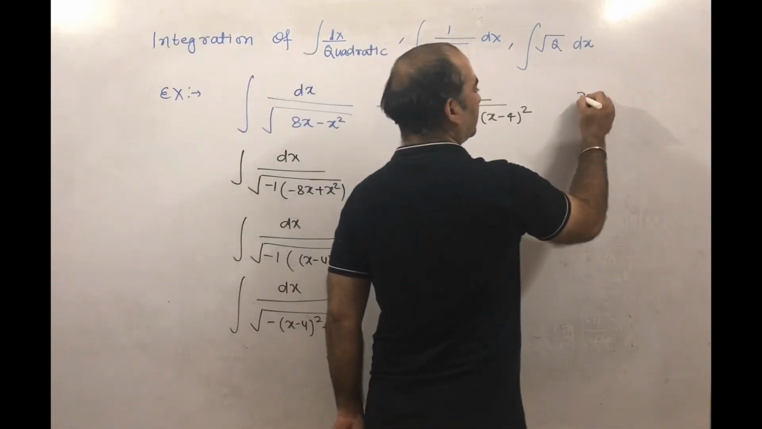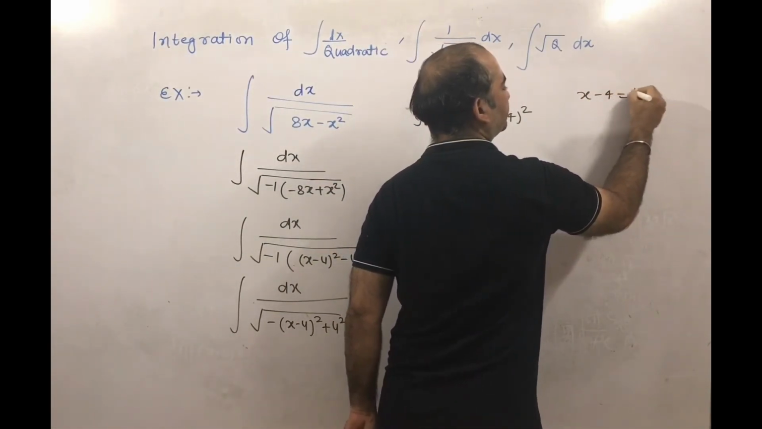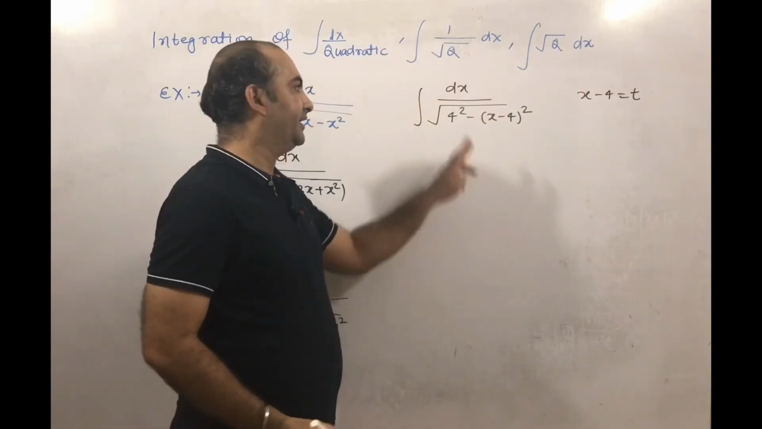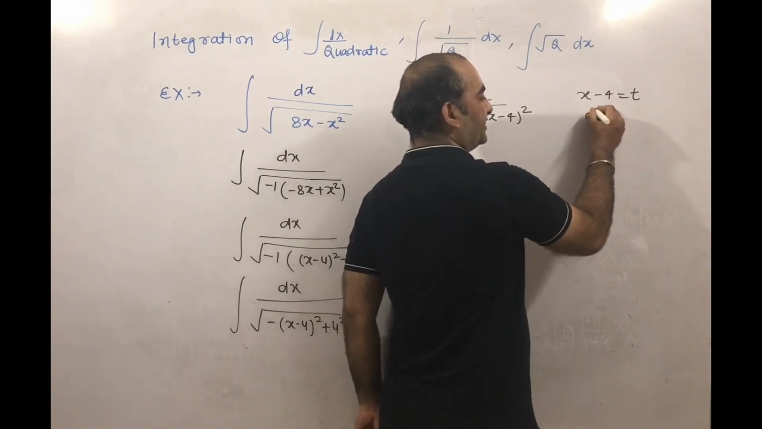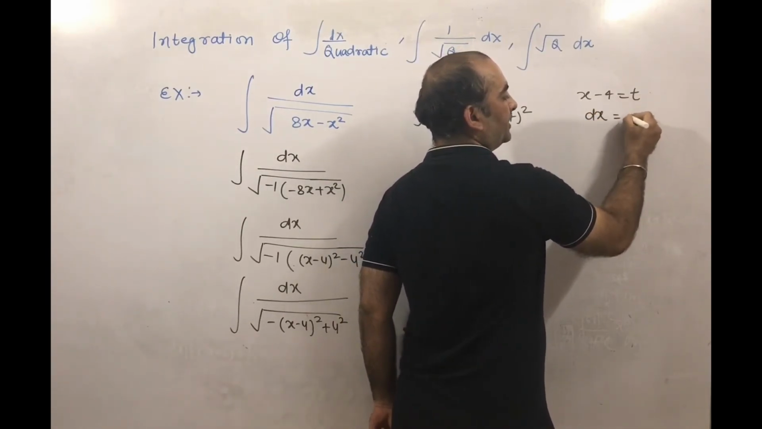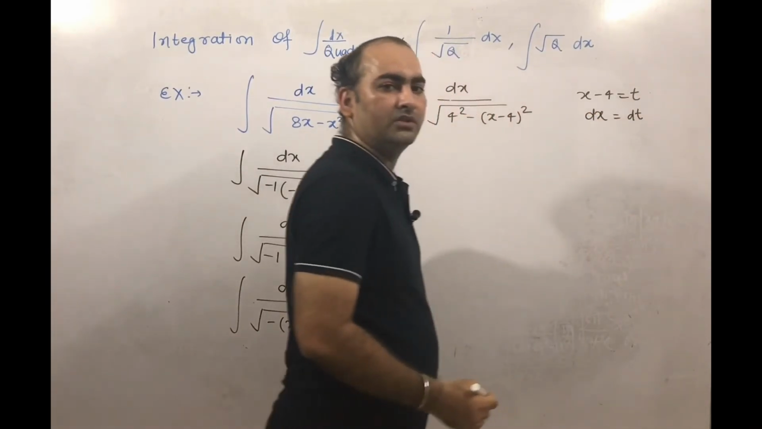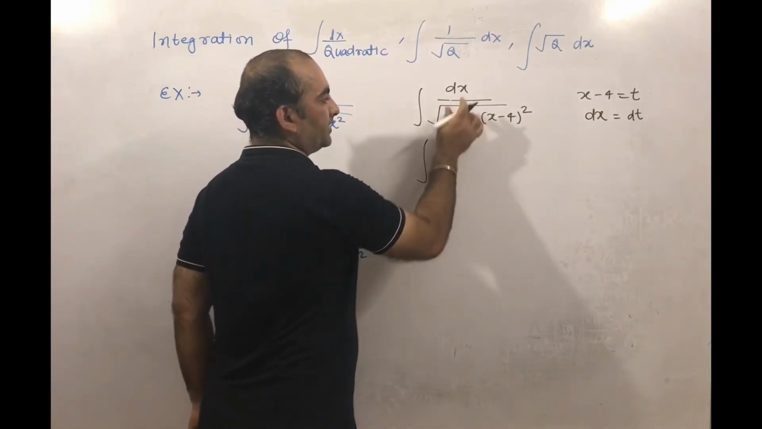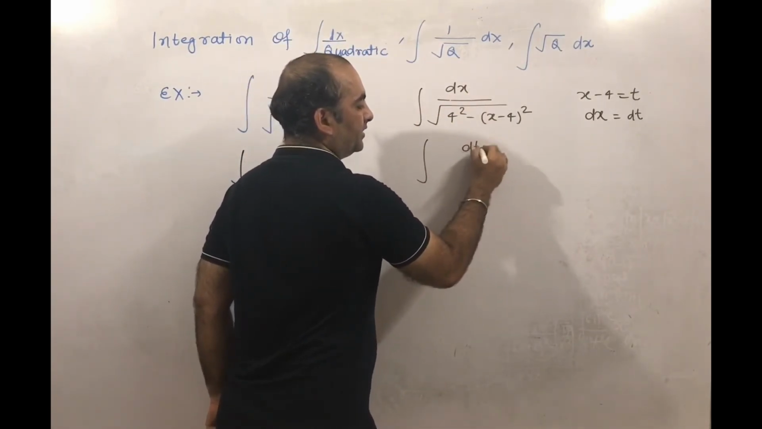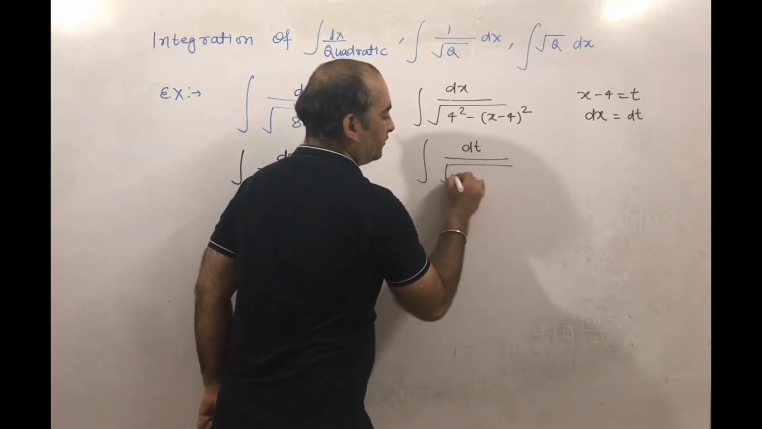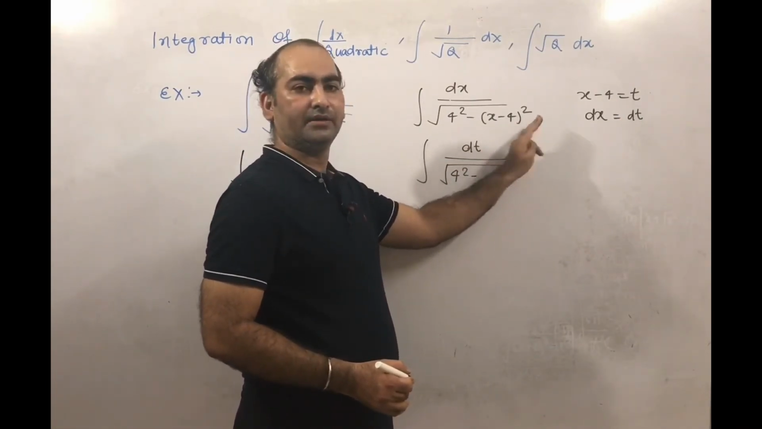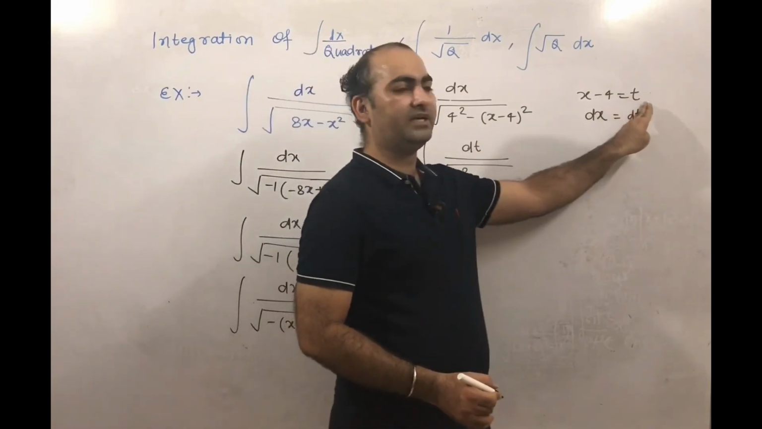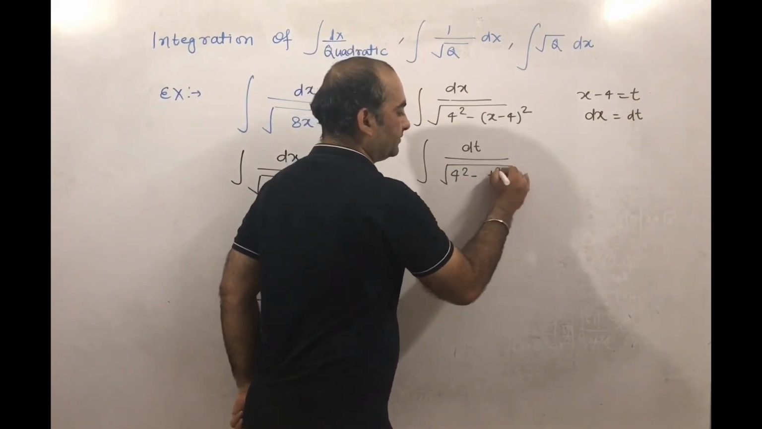X minus 4, we will take t. Now first we will find out dx. So you have to differentiate this one. So what will come here? X differentiation dx, 4 differentiation 0 and t differentiation dt. So this one we can write as what? Dx we can write dt divided by root over 4 square minus x minus 4 whole square. So x minus 4 we can write as what? T. So this will come out t square.